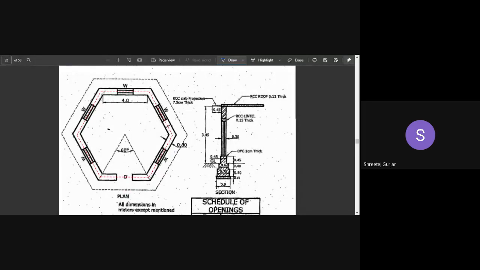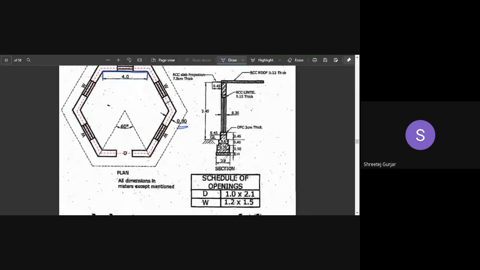You can see the in-to-in distance which they have given here is 4 meters. So the in-to-in side length is 4 meters. The center line of this hexagonal room I have shown in red color. It has 1 door and 5 windows, and the wall thickness is 0.3. And then this is your cross section.